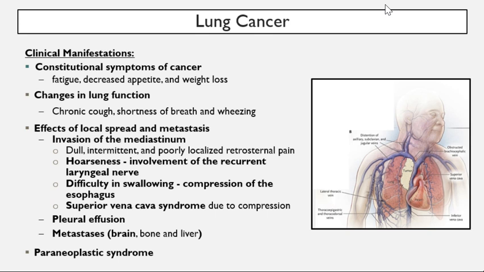So with these lung cancers, you have the typical stuff that you get with cancers, right? Fatigue, decreased appetite, and weight loss. And we talked about the reasons why those are all symptoms in the cancer ones. So look back at those lectures if you need to justify them. But changes in lung function as well: chronic cough, shortness of breath, wheezing, and effects of local spread and metastasis, right? Where you have invasion of the mediastinum, and you have hoarseness, difficult swallowing.